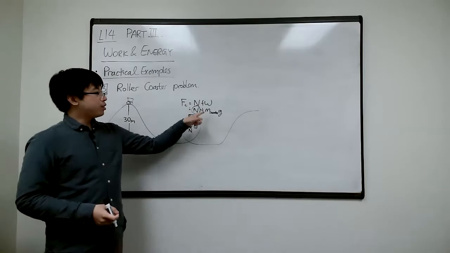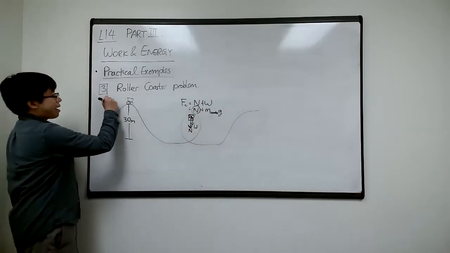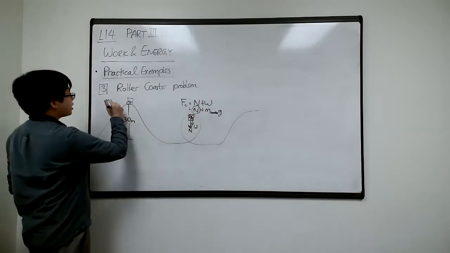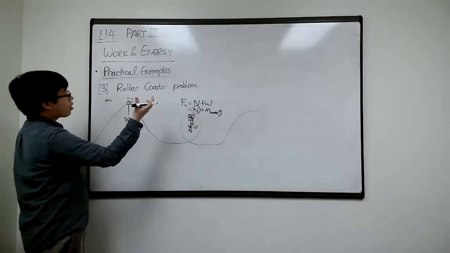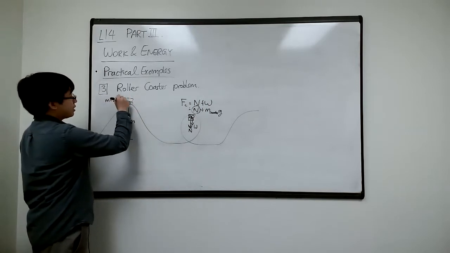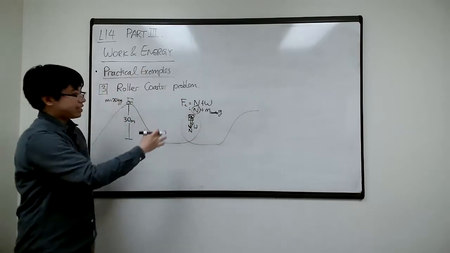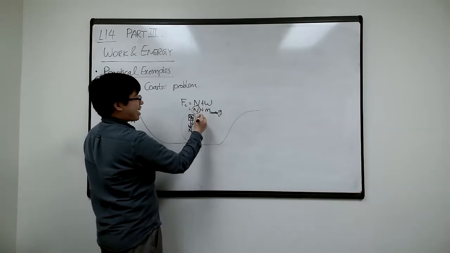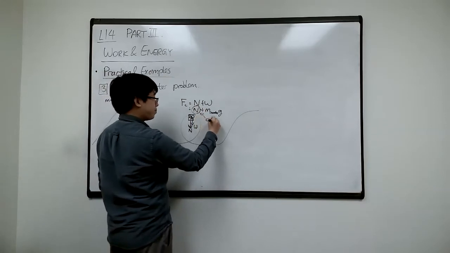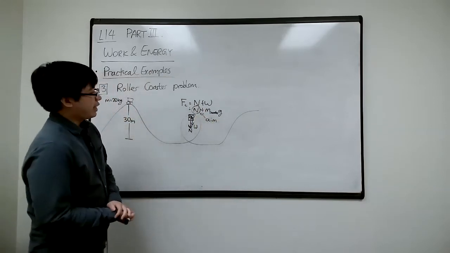Let's say we know the mass. The mass of the car itself, let's say, is just 20 kilograms. Pretty light car, but that's going to do. It's a wooden coaster or whatever. So this is our aim. How do we find N?